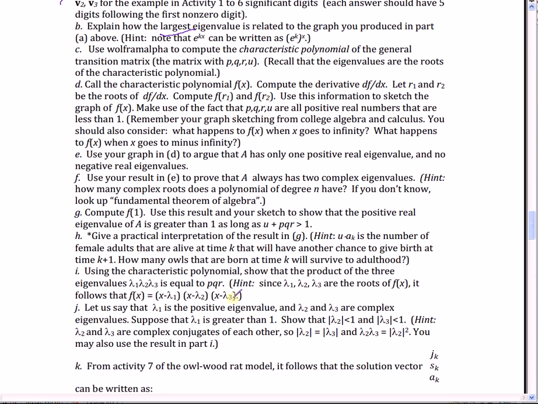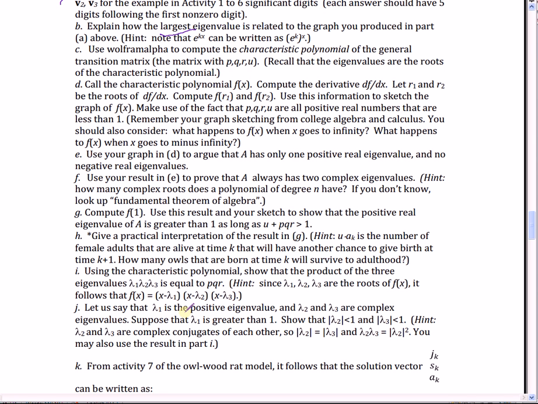Here's another little hint to help you out with that one. You can use your expression for the characteristic polynomial to show that the product of the eigenvalues is equal to PQR. Now, let's say that lambda 1 is a positive eigenvalue, and lambda 2 and lambda 3 are complex eigenvalues, because we've shown that there's one positive eigenvalue and two complex eigenvalues.